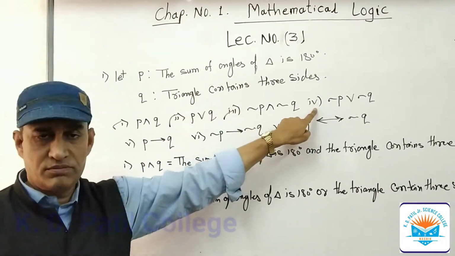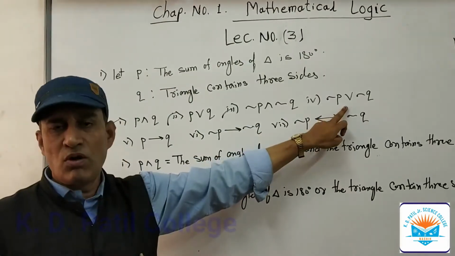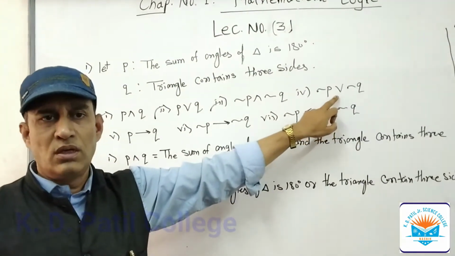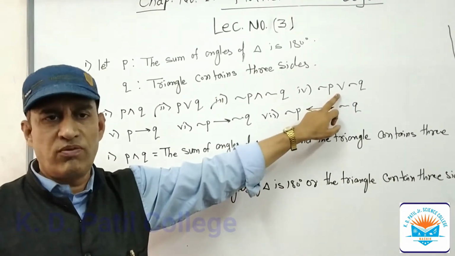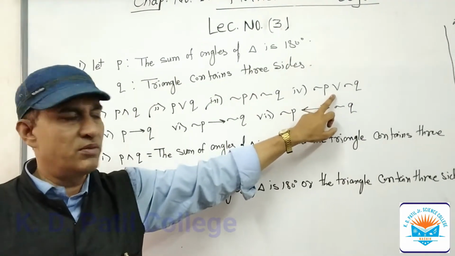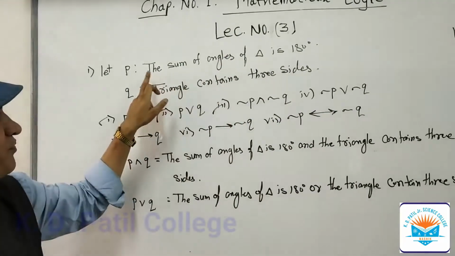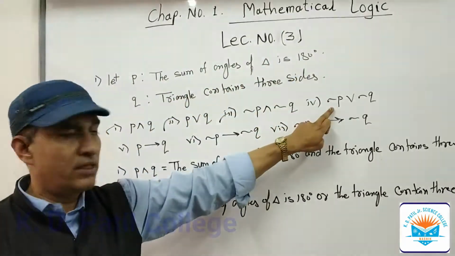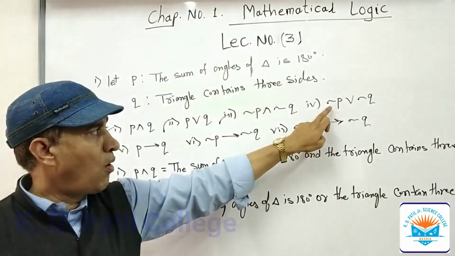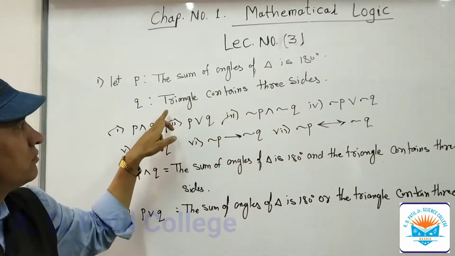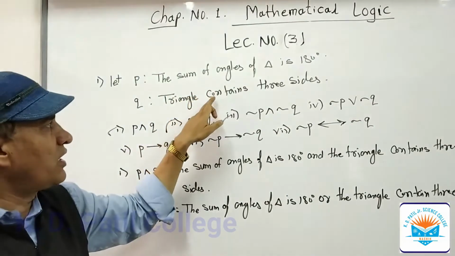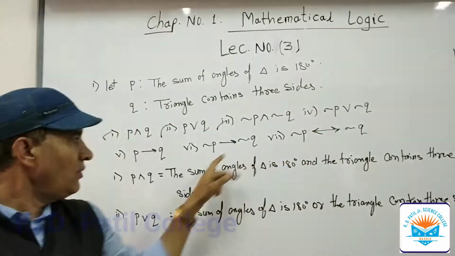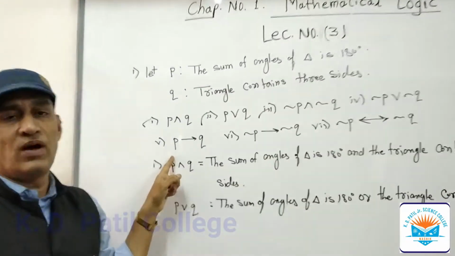Now fourth, we are talking about the symbolic form: negation P, disjunction negation Q, and we have to write its verbal form. We have to write the language form. So for the language form: the sum of the angles of a triangle is not 180 degree, that is the negation of P, or a triangle does not contain three sides, that is the negation of Q. Now we are coming to the big part.